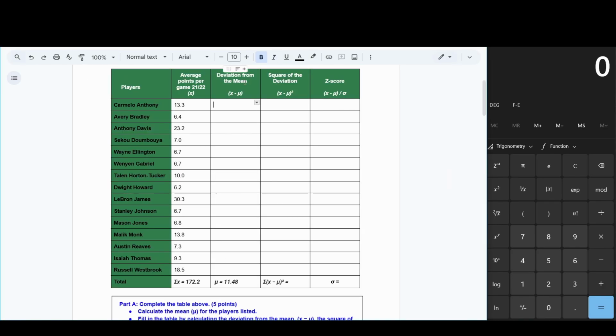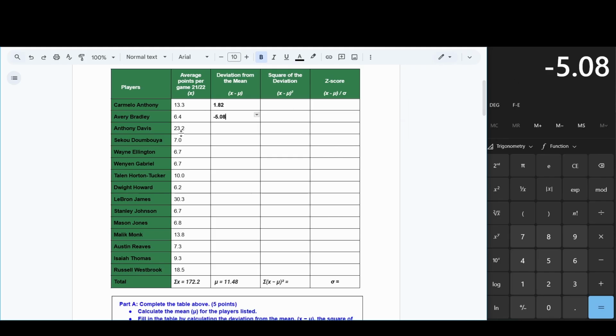Next is deviation from the mean. This is subtracting x minus mu. So I'm subtracting each data point minus the mean. My first one's going to be 13.3 minus 11.48. And that gives me 1.82. Next, I'm doing 6.4 minus 11.48. And here I get negative 5.08.